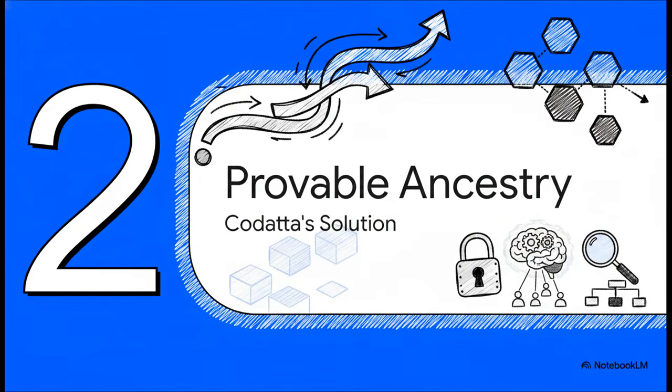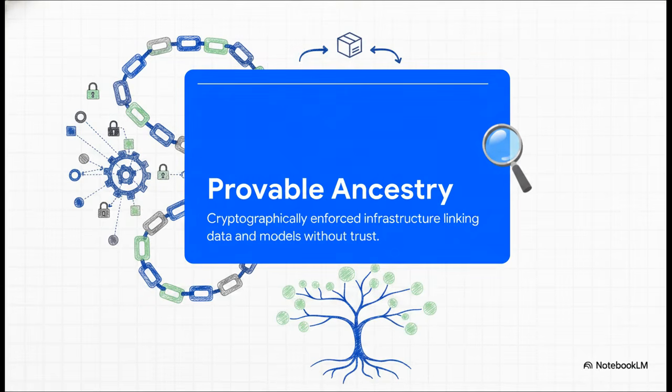Section 2. Introducing Provable Ancestry. So, how exactly do we fix a system that's structurally built to forget? Well, we fix it by engineering a system that's forced to remember. Enter Codatta's solution. This is Codatta's deceptively simple yet totally transformative concept, provable ancestry.